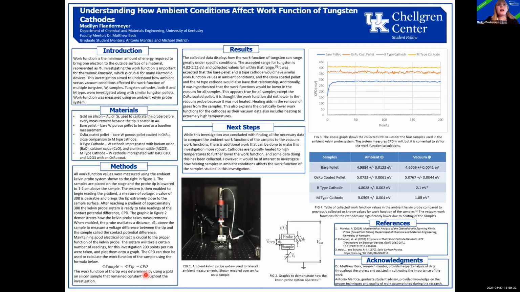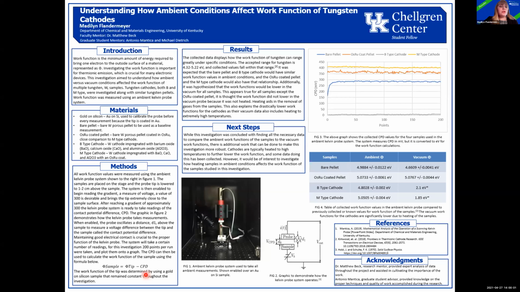The tungsten samples I used were a bare pellet, an osmium ruthenium coated pellet, a B-type cathode, and an M-type cathode. A B-type cathode is impregnated with barium oxide, calcium oxide, and aluminum oxide, and the M-type has the same impregnate plus the osmium ruthenium coating. So I can discuss the in-depth differences between cathodes and pellets during the Q&A.